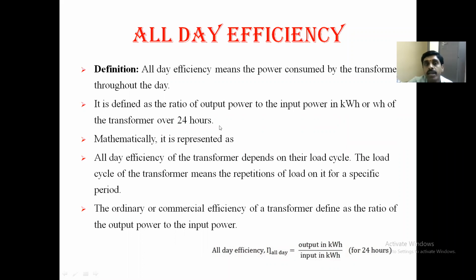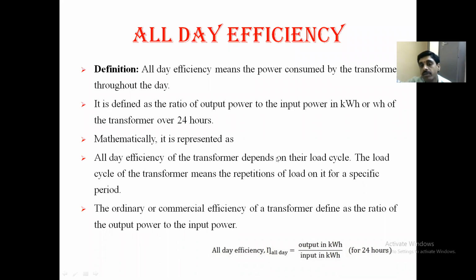Previously, the efficiency that we observed was taken from a kilowatts point of view. So here, for all day efficiency, we will take the output and input in terms of kilowatt hour. Mathematically it is represented as all day efficiency equal to output in kilowatt hour divided by input in kilowatt hour for 24 hours. Okay, so you know 1 unit is equal to 1 kilowatt hour. In our household also, when you are talking about the number of units, it is kilowatt hour.